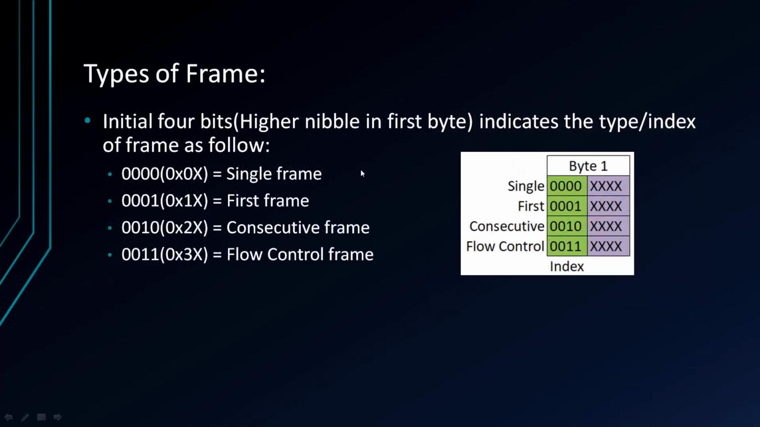As I said, these are the types of frames. How do we differentiate these types of frames? Based on the index: in the CAN frame, byte 1 decides the type of frame. In byte 1, the higher nibble, if it's 0, is a single frame, 1 is a first frame, 2 is a consecutive frame, and 3 is a flow control frame.